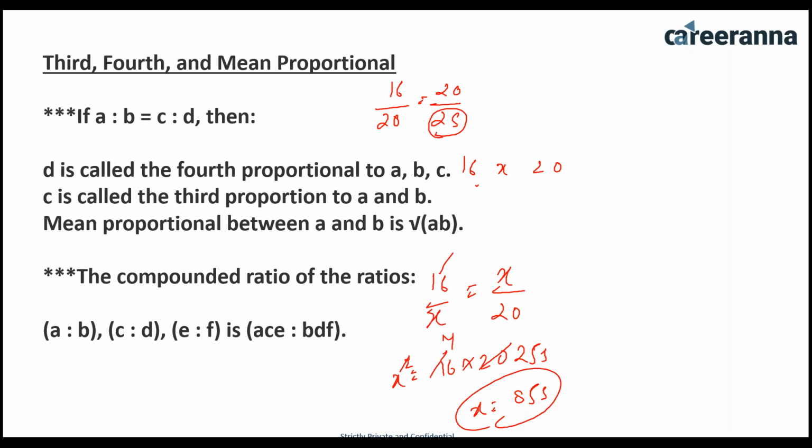Is it clear? Yes, I think it is clear to everyone. Okay, so D is fourth proportional, C is third proportional. Varsha, please check it. I think I'm audible to all. Yes, Kashish, you can do it. Okay, I'm explaining it again. Don't worry.